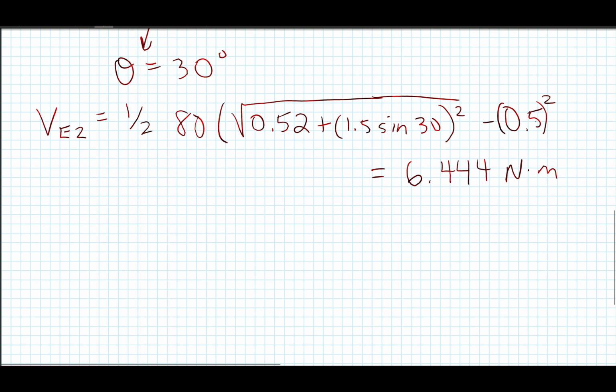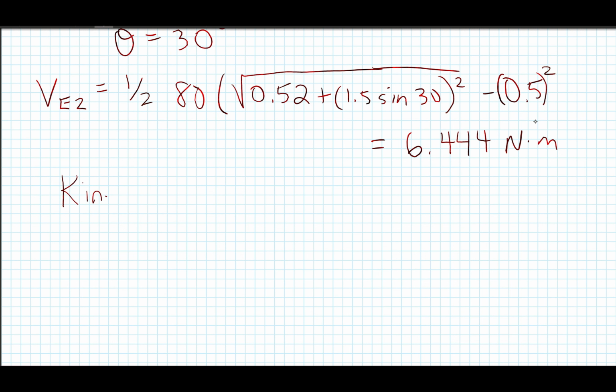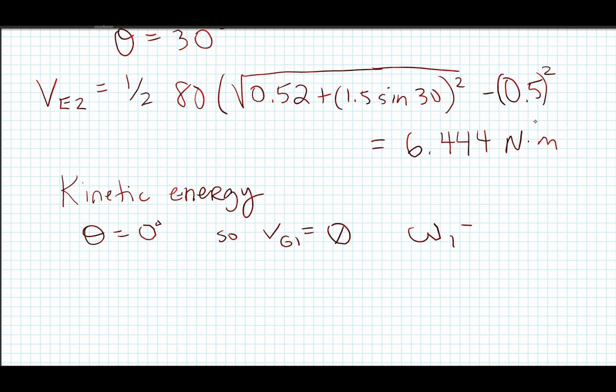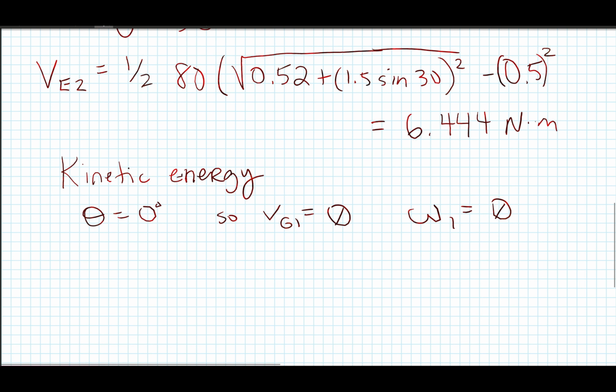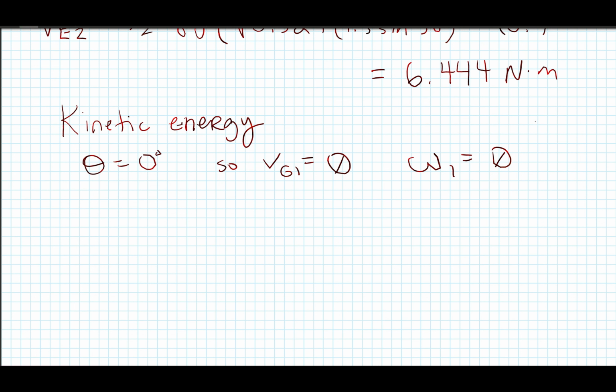And now we get to the kinetic energy. So the rod is released from rest at theta equals 0 degrees. So V sub G1 equals 0, and omega sub 1 equals 0. Thus the kinetic energy at position 1 is T sub 1 equals 0.